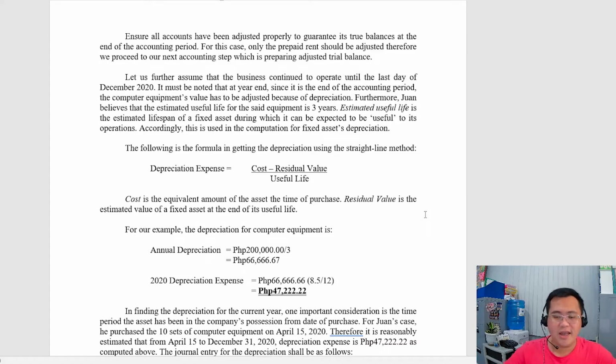Okay? Again, in the computation of depreciation expense, you have to deduct the residual value from the cost to get the true depreciation expense, because if you would not deduct the residual value, you would not be able to get the exact depreciation expense for that current year. Okay, for example, the depreciation for computer equipment is 3 years. So we all know that there are 10 sets of computers. And then 10 times 20,000, you get 200,000 pesos.